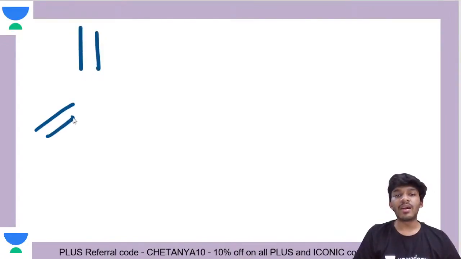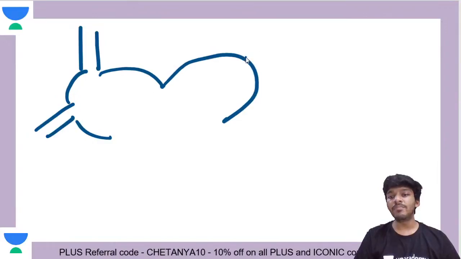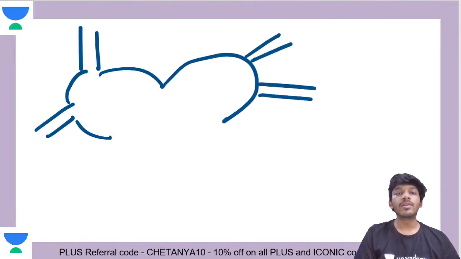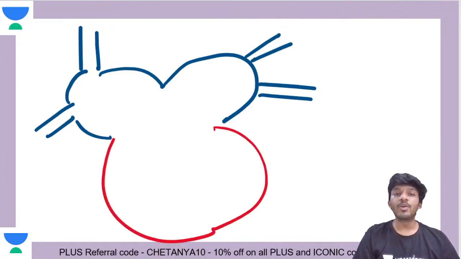Superior vena cava, inferior vena cava, right atrium. Then left atrium, you have the pulmonary veins coming in, right? Here what do you have? You have the ventricles. Right ventricle, left ventricle. In between them, you have a septum.